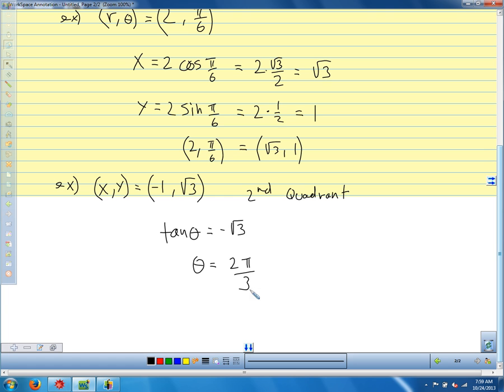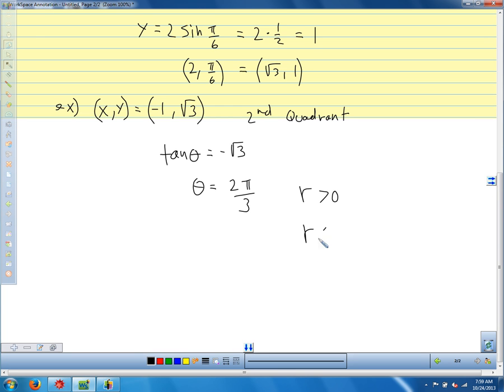Could we come up with another theta that would work? So if we're in the second quadrant, is our radius going to be positive or negative here? Positive. This is for r greater than 0. So could we come up with an angle for a negative radius, for r less than 0, that would put us in the same place? So in the second quadrant, we're at 2 pi over 3. Negative 2 pi, would it be negative 2 pi over 3?